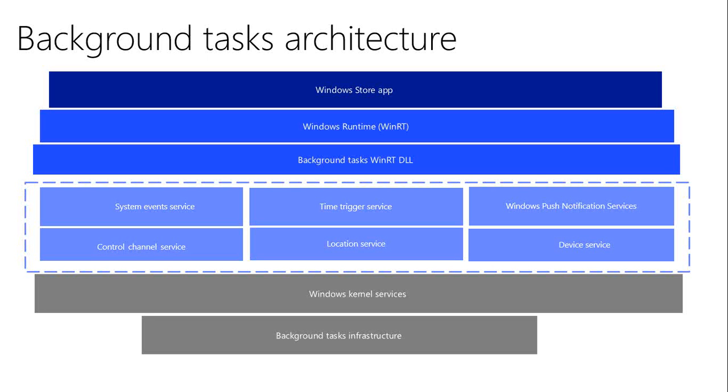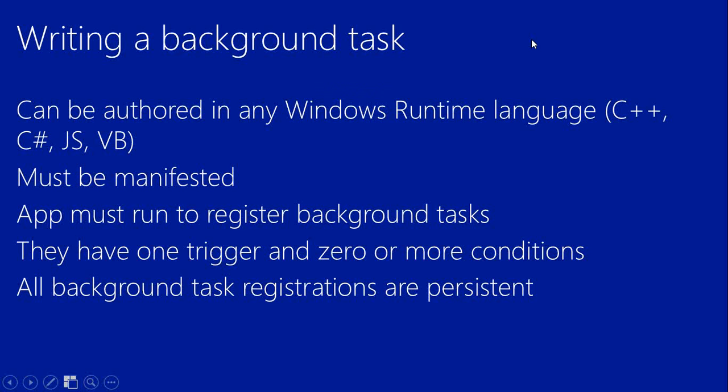are there for executing the background task. The infrastructure maps the trigger with the class, and the class executes the background task. I hope this is making sense. Moving forward, we will take a look at writing the background tasks.